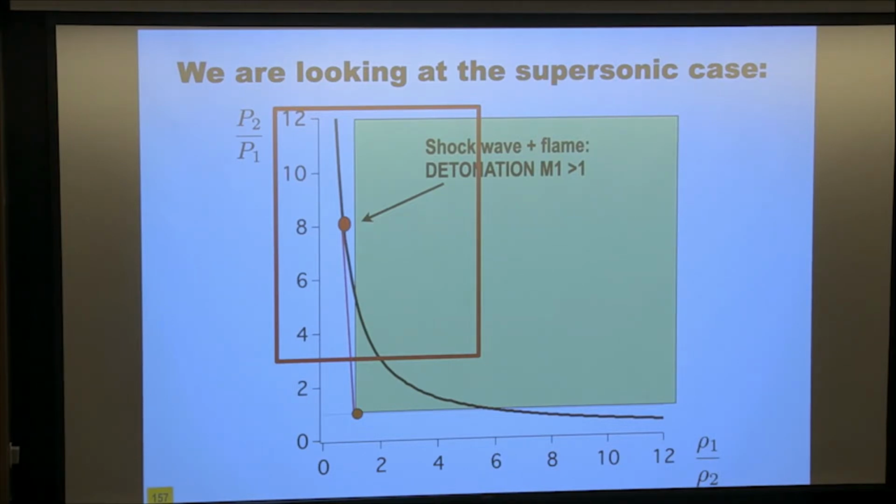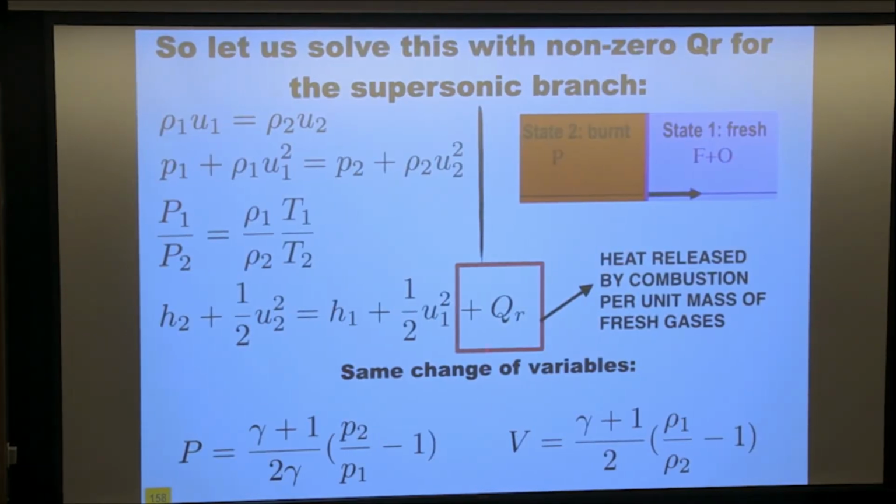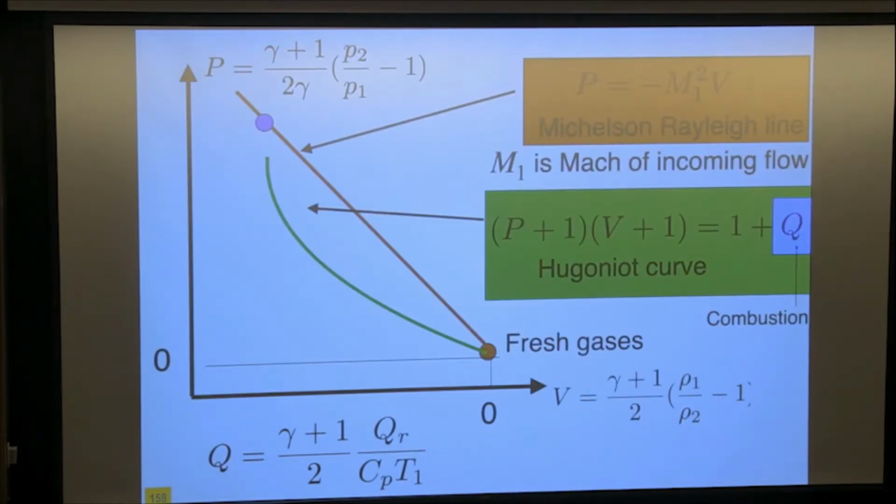So how do you find this point up there? Well, you have to solve the equation I've just shown. Now you take this thing, you plug the new P and V variables into it, and you obtain this set of equations. It's exactly the same as we had before. P equals minus M1 square V, which doesn't change, except now that for the Hugoniot curve, you need to add this Q here, which is the normalized heat release.